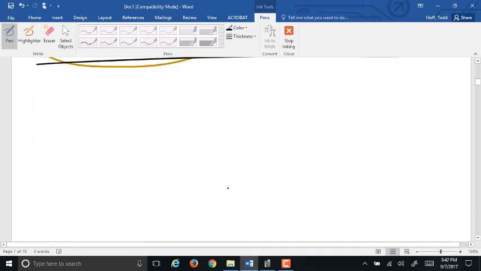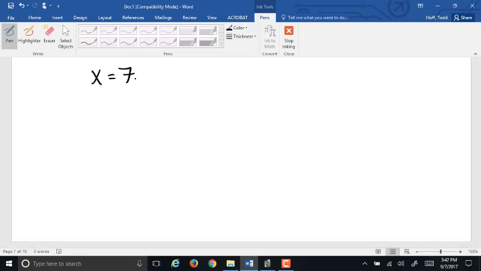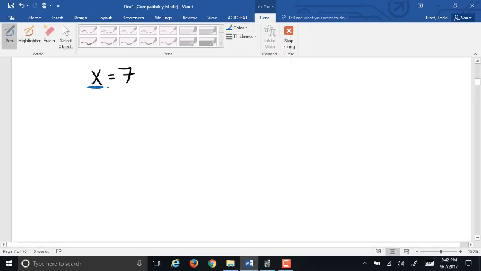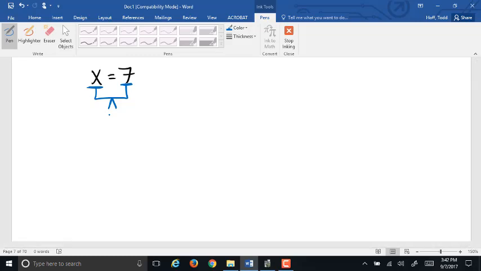Okay, so then we talked about these things last week, last class. What does that mean? It means whatever's on one side of the equal sign has exactly the same value as what's on the other side, right? So we can think of that as a balanced scale. X equals 7, X has exactly the same value as 7.